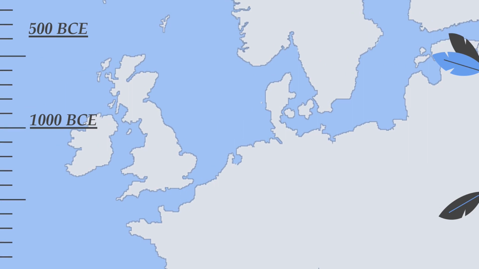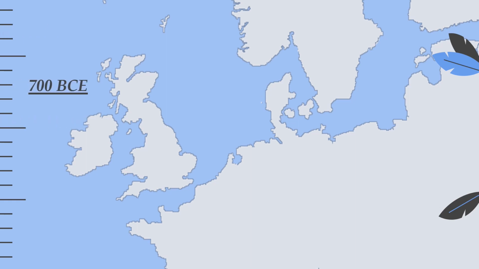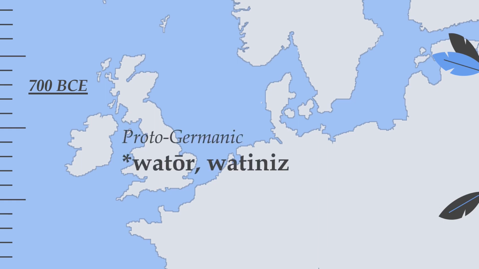If we go west from the Baltic Sea, in the other part of Northern Europe, we would be able to hear the Proto-Germanic language at approximately 700 BCE. As we know, Proto-Germanic was the mother tongue for today's English, German, Dutch, and Scandinavian languages. So if we went to that time, we would be able to hear the Proto-Germanic word for water, which was something like Vator in the nominative case and Vatinis in the genitive case.